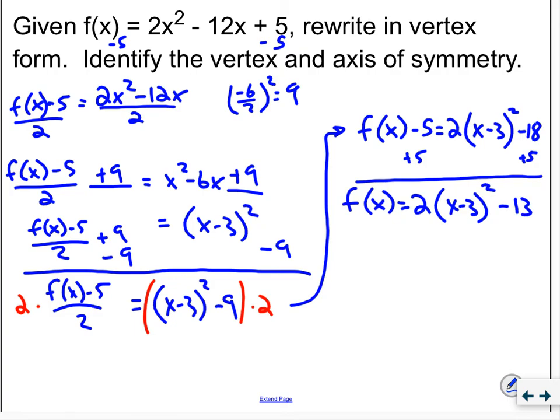And before we go vertexing and axis of symmetrying, notice that because that a value is 2, we know the parabola is opening thinner. So that 2 in my vertex form matches the 2 in my standard form. Nice stuff. So my axis of symmetry then is x equals 3, and the vertex is at 3, negative 13.